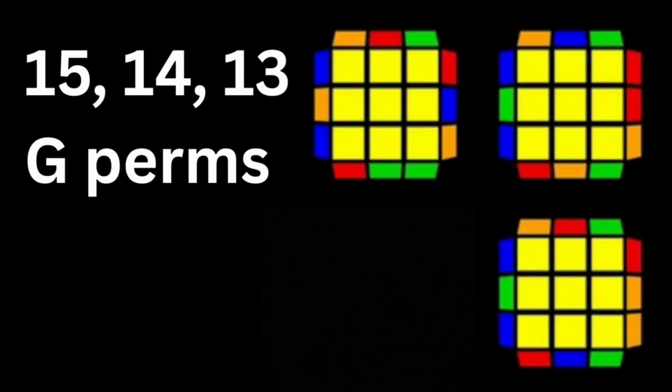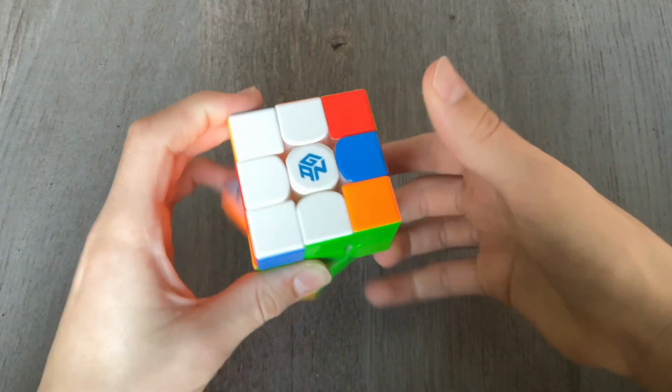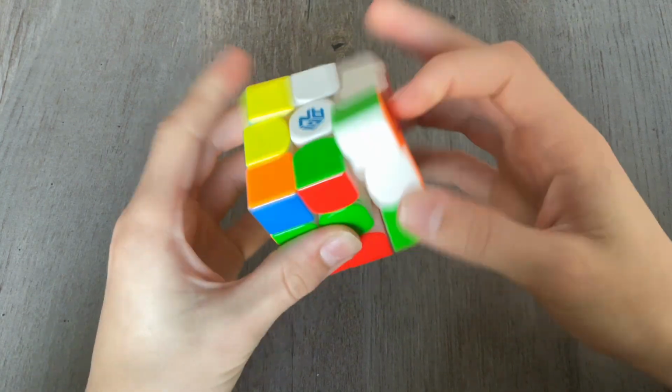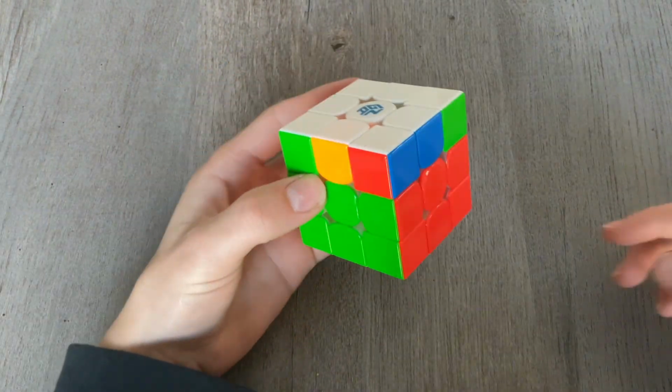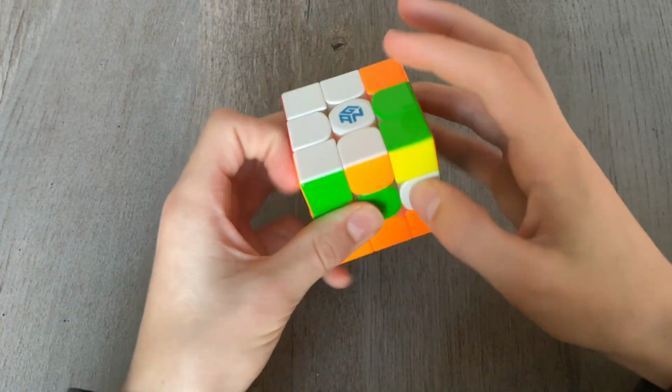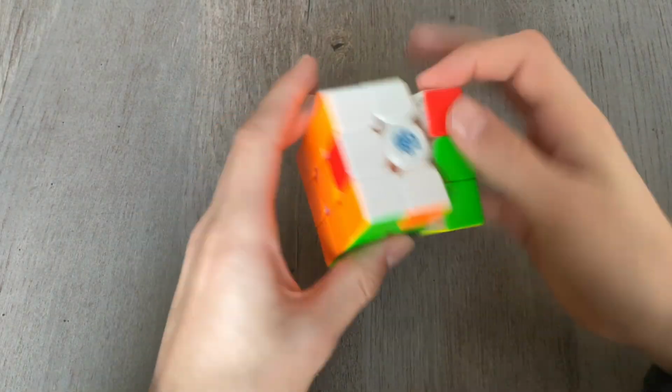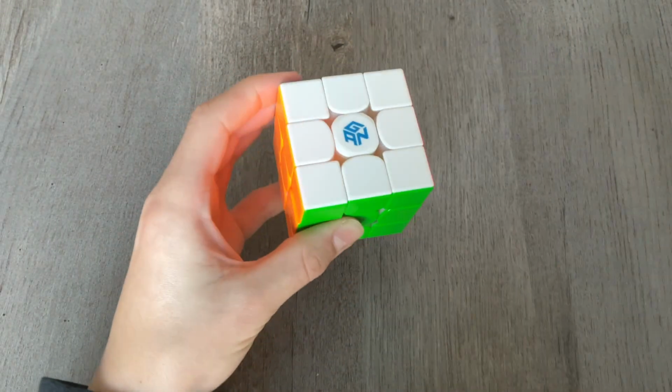At number 15, 14, and 13, I have the rest of the G-perms. Now, my order specifically would be number 15, the one with the headlights on the left, and then the block closer towards the front. And all of these are honestly pretty similar, but I feel like this one just takes me a little bit longer than the other ones.